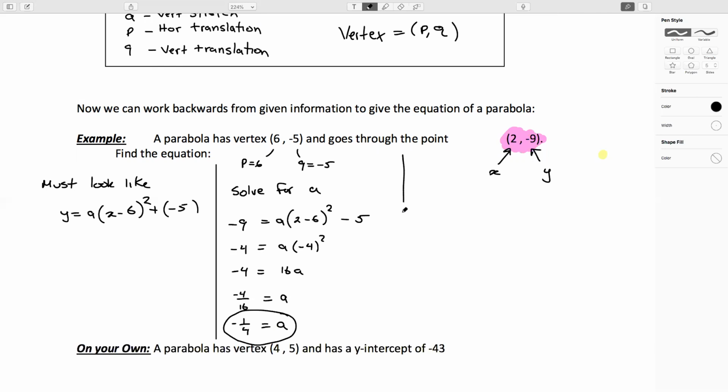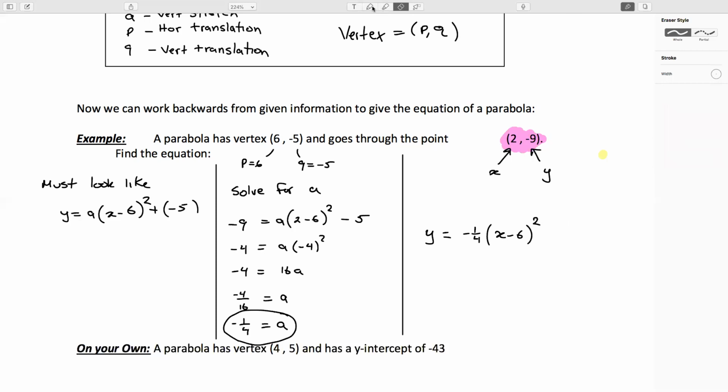Okay, we're going to now go back and we can write the equation in full form. We can write y equals a, which is minus 1/4, times (x minus 6) squared plus, or I guess it's minus 5, so minus 5. This is now the equation of our function, and we can double check it.